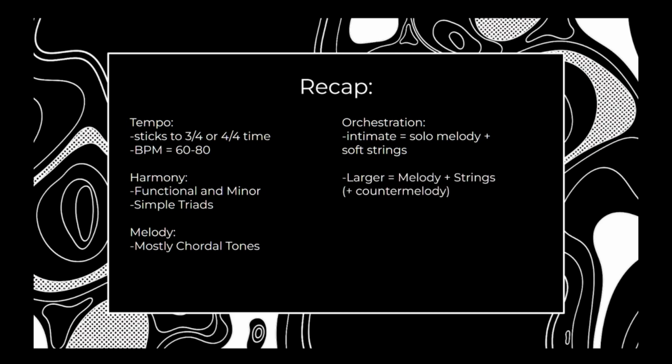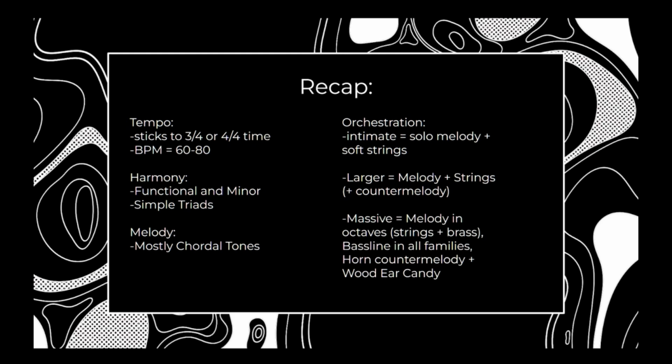Medium-sized arrangements will either replace or double the solo instrument with first violins or cello, and can possibly include a counter melody as well. Climactic arrangements will focus on performing a massive melody across strings and brass, with an equally impressive bass line represented by the low voices of each orchestral family. Horns and woodwinds can be used to add a little more personality if you'd like, by playing the counter melody and ear candy respectively.